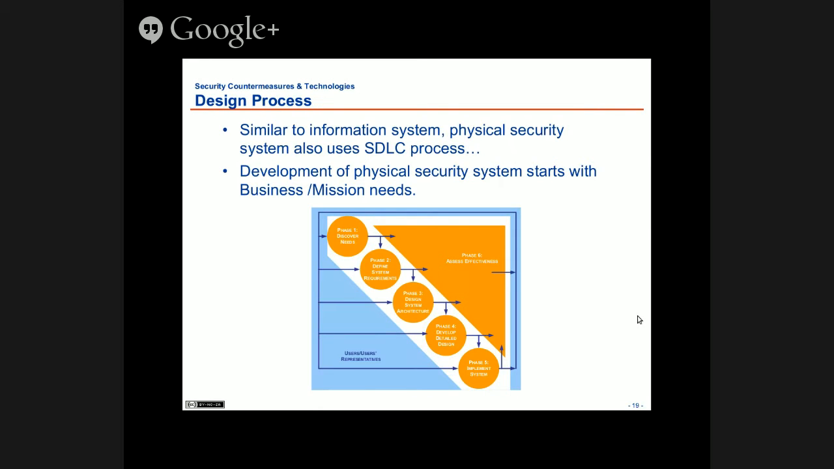When we design something, we need to think about the entire process, right? We've got to think about the entire process design. Now, as it relates to design process, as the IS has the system development lifecycle and any other methodologies that may be used, physical security has its design process as well.